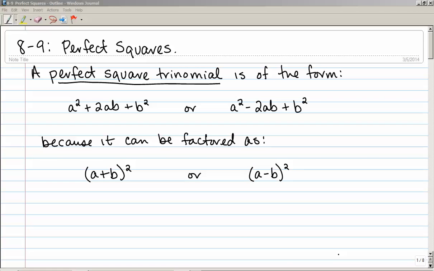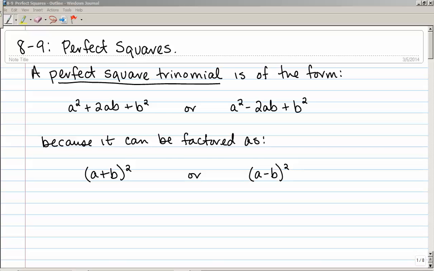Section 8.9 is on perfect squares. A perfect square trinomial is a trinomial that has the following form: a squared plus 2ab plus b squared, or a squared minus 2ab plus b squared, because it can be factored as one of the following: either the quantity a plus b squared or the quantity a minus b squared.